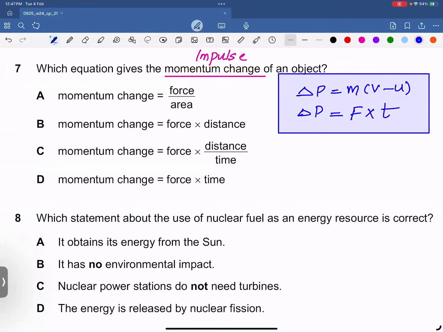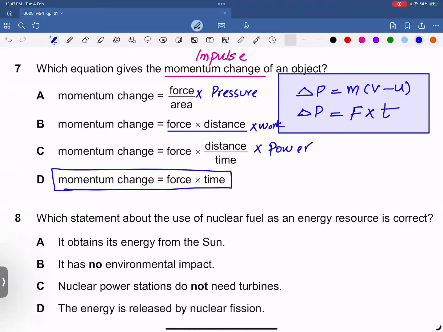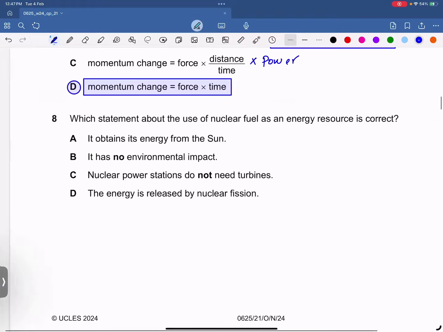Force per unit area, no, that is pressure. Force multiplied by distance, no, that's the work done. Force times distance over time, no, that's the power. This is pressure. This is work done. This is power. And the last one, if you see, change in momentum is force multiplied by time, as I told you before, is the impulse, option D. We proceed to question number 8.